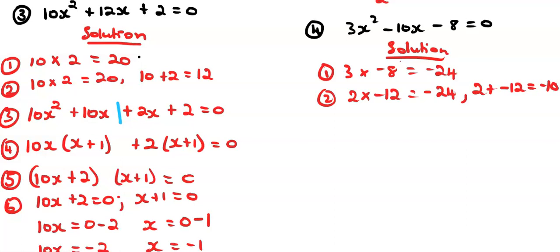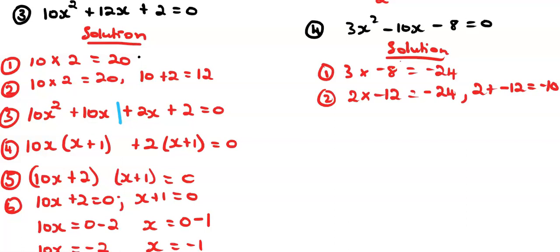In other words, those are the factors of negative 24 that we're working with. That is 2 and negative 12, because they multiply to give us negative 24, but at the same time they add to give us negative 10, which is the coefficient of the x term.